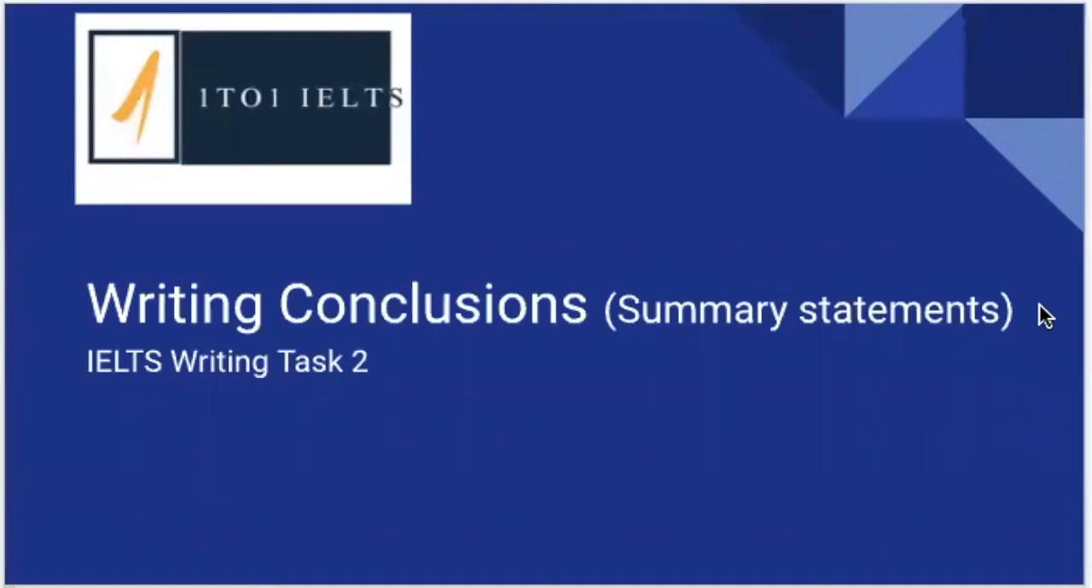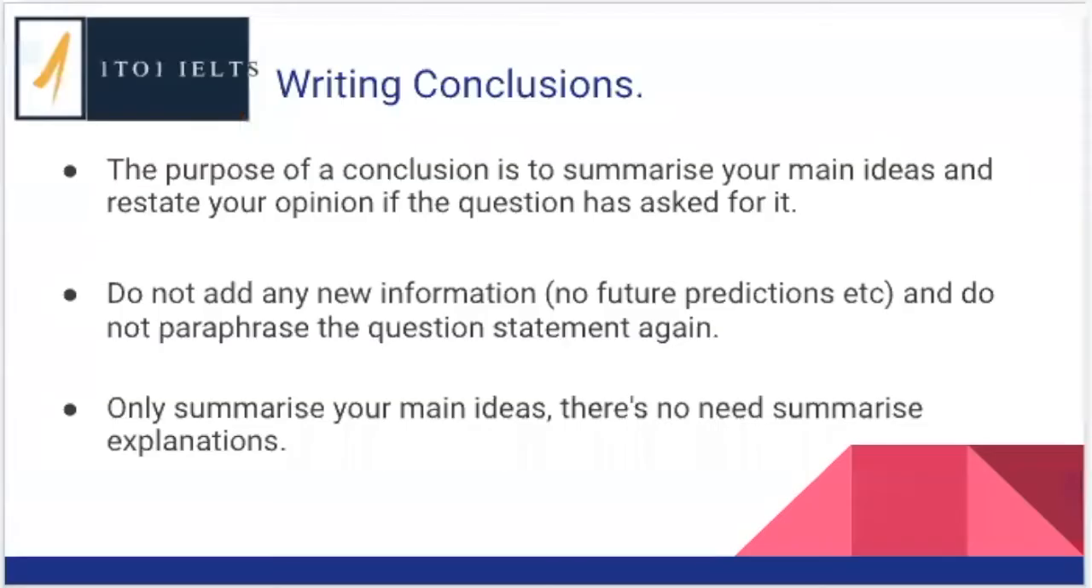We are going to be looking at IELTS Writing 2 and how to write conclusions, or sometimes called summary statements. Conclusions are pretty easy. The main problem with conclusions is people try to make them too complicated, and they try to put in things that they don't need to. So the whole purpose of a conclusion in your IELTS is to summarize your ideas, and if the question asks you for opinion, just restate your opinion. That's all you need to do.